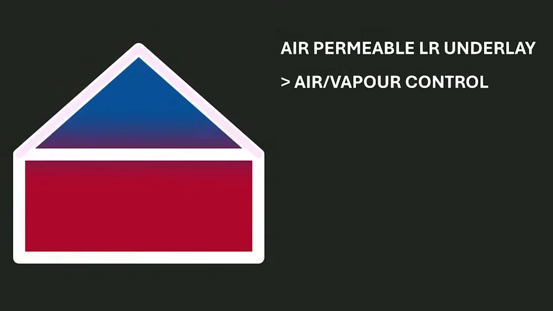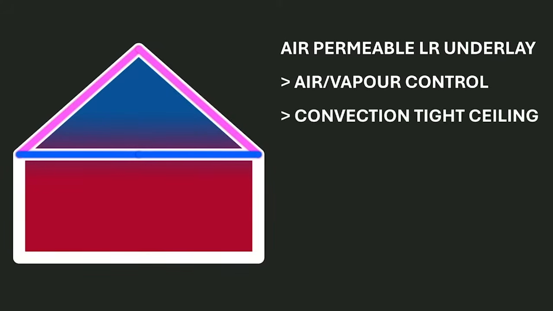Where an air-permeable LR underlay clearly presents the most effective solution to ensuring moisture can escape from a roof structure, this does make the sealing of an internal air barrier, be it an air and vapour control membrane or a well-sealed ceiling, of considerable importance.